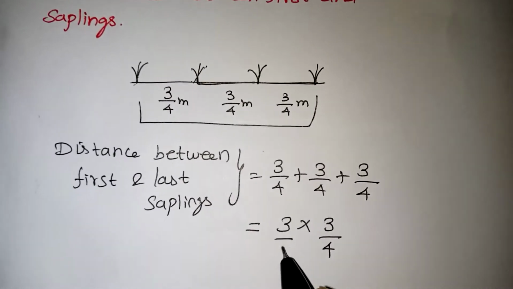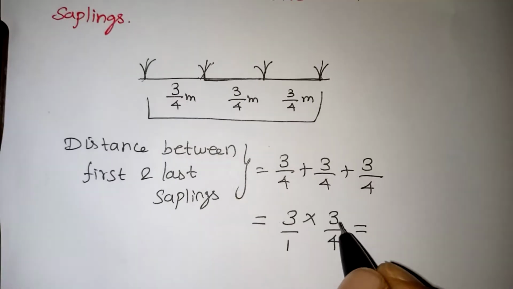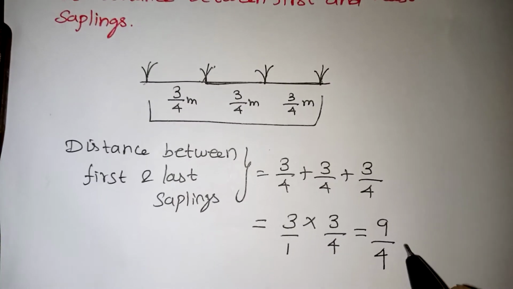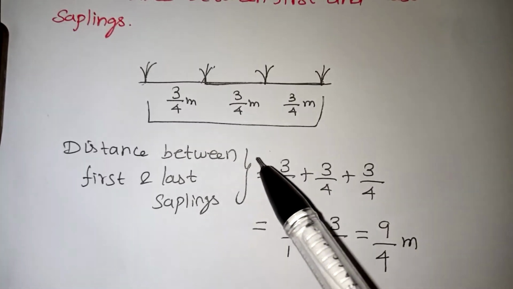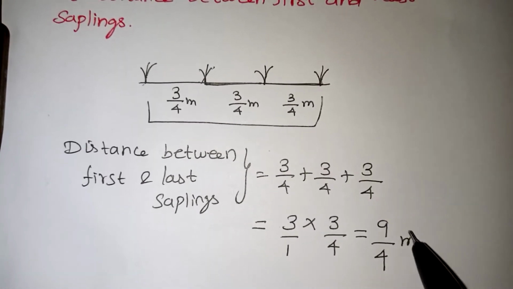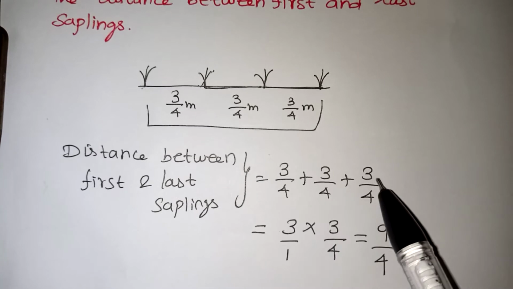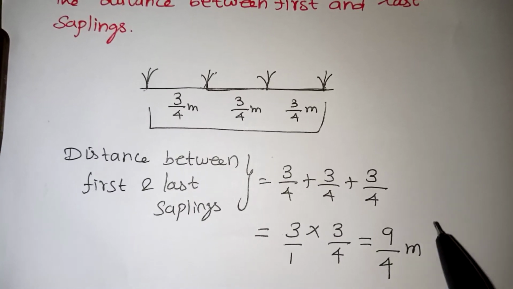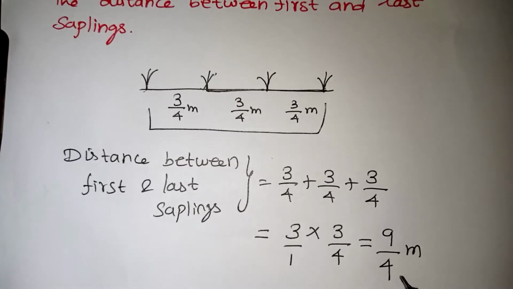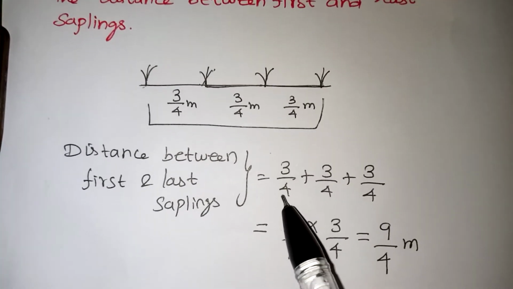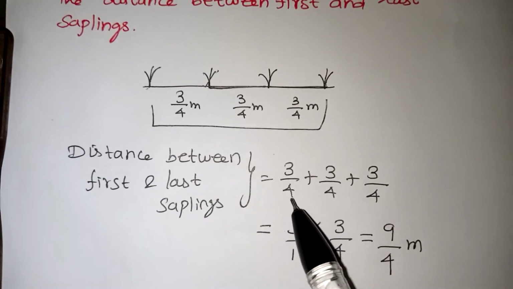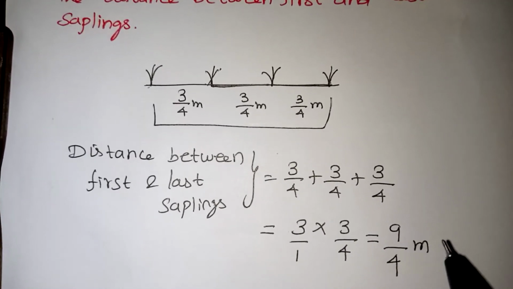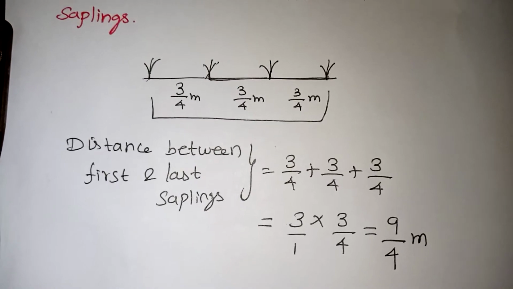This is by 1. Now 3 3s are 9, 1 4s are, it will be 4 meters. So in between first and last sapling the distance is 9 by 4 meter. You can add directly also. Take the 4 as a common denominator. 3 plus 3 plus 3 will give you 9. That also correct only. But you have to understand, no, 3 times any number is repeated means we can go for 3 into the same number. That's why I have done in this way. We'll move on to the next problem now.